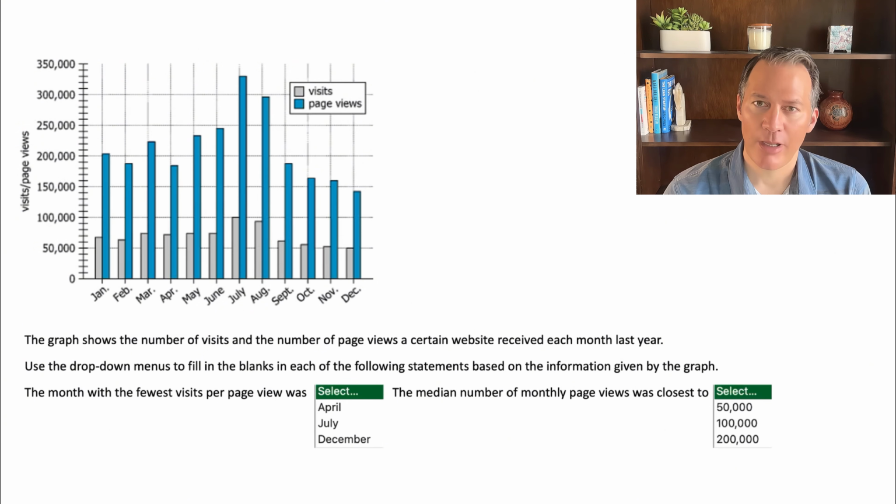So here's a great example. Pause the video if you want to try it first. The first question asks for the ratio of visits to page views.